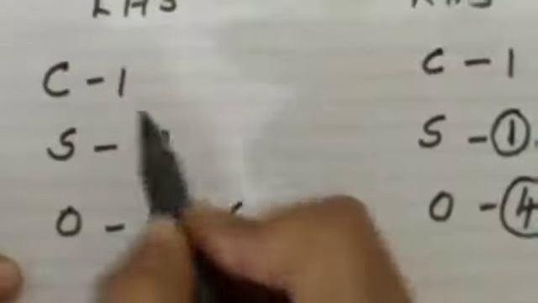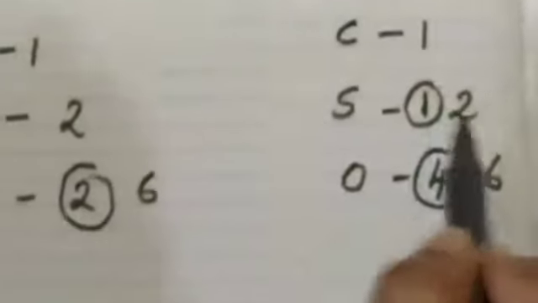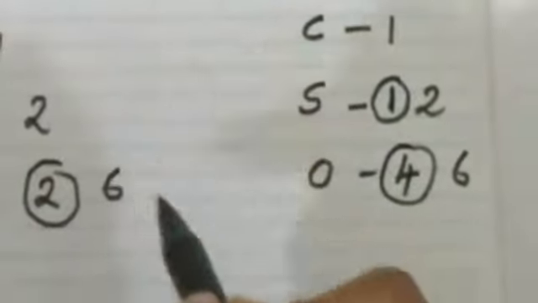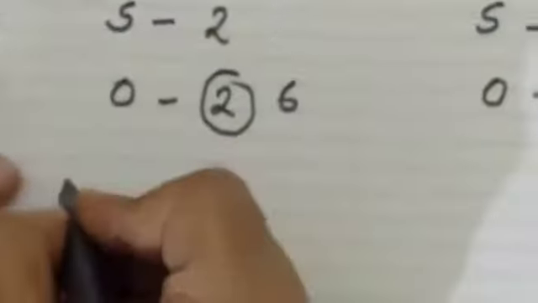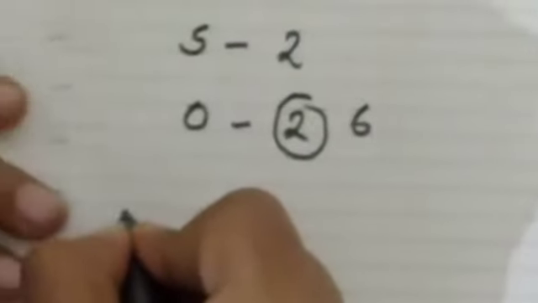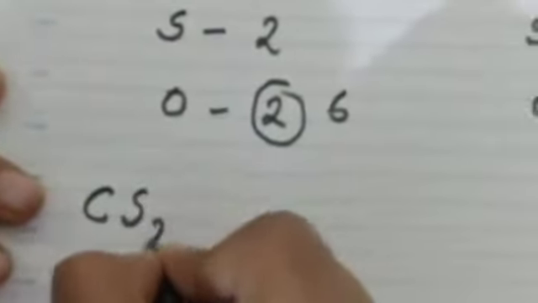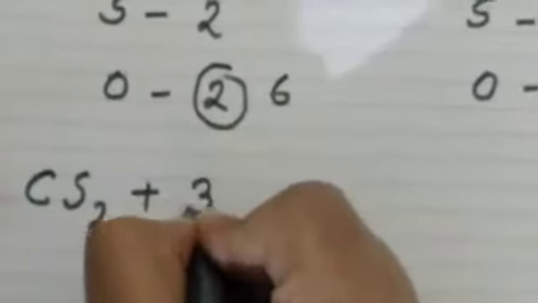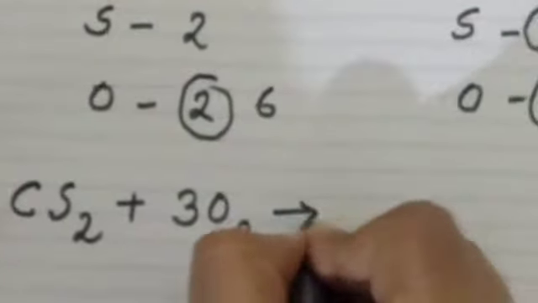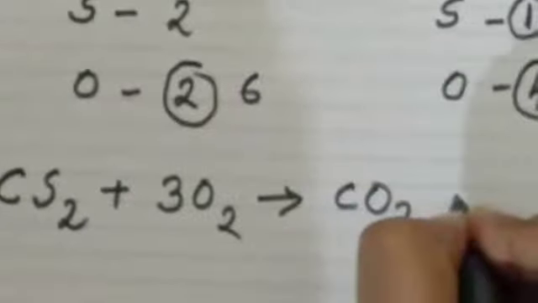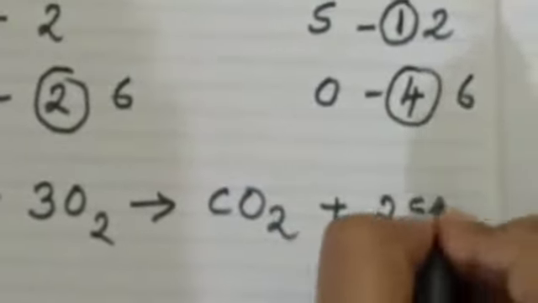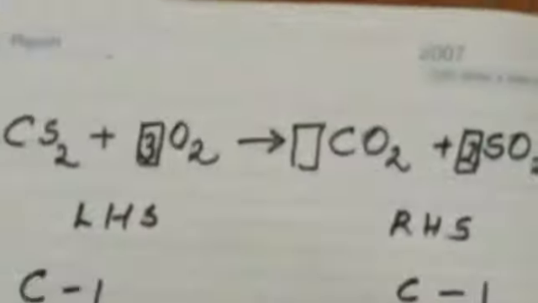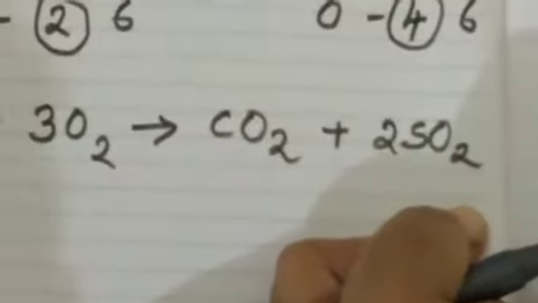Now you compare both the sides. Carbon 1, here also 1, sulfur 2, this also 2, oxygen atoms here 6, here also 6. So the equation is balanced. So now the balanced equation is CS2 plus 3O2 gives CO2 plus 2SO2. Okay, this is the balanced equation.